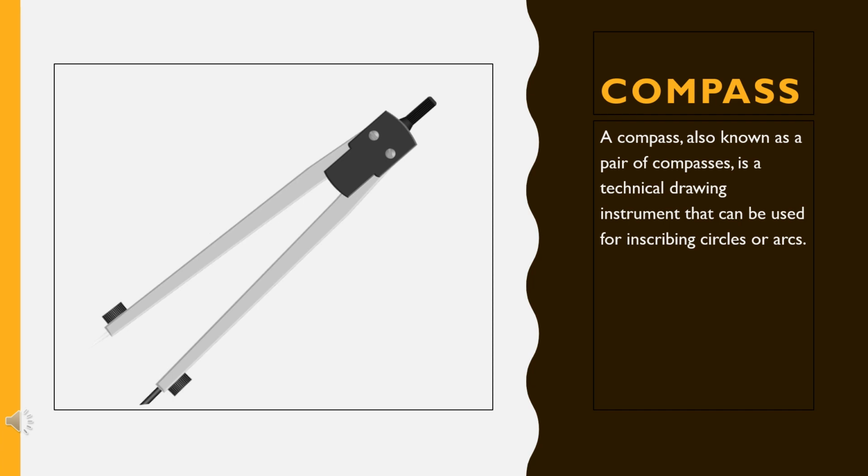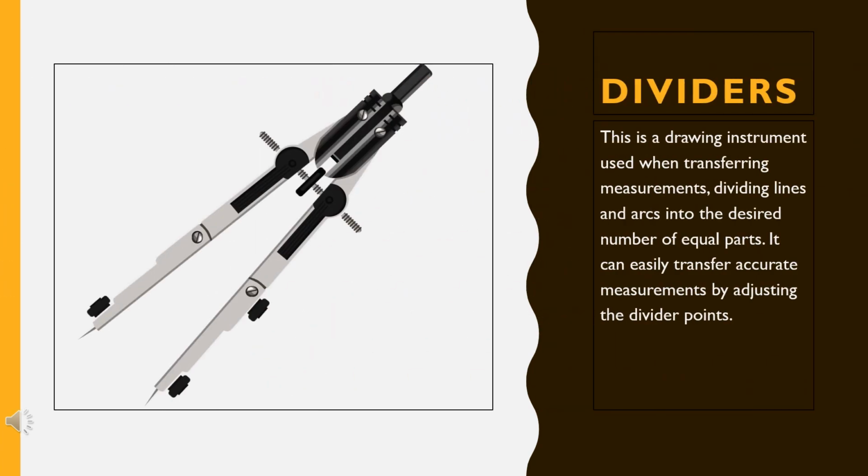Compass. A compass, also known as a pair of compasses, is a technical drawing instrument that can be used for inscribing circles or arcs. Dividers. This is a drawing instrument used when transferring measurements, dividing lines and arcs into the desired number of equal parts. It can easily transfer accurate measurements by adjusting the divider points.